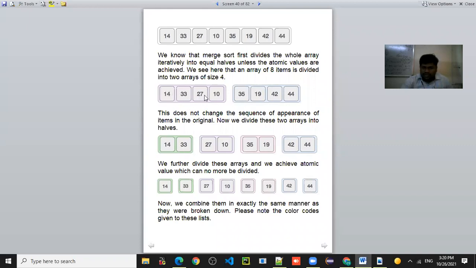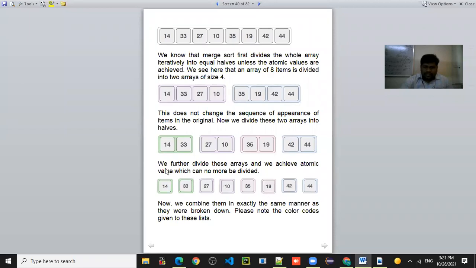What is the total size of this sublist? Four. We divide this sublist into two parts once again. How many elements will we get in each part? Two elements each. This other sublist we also divide, so we get two elements and two elements.